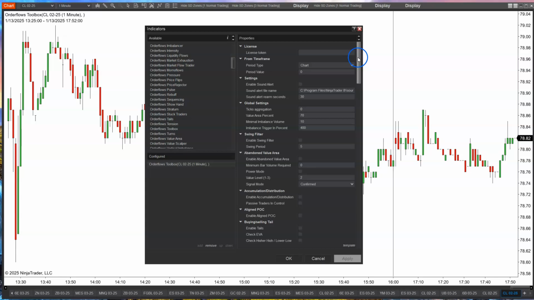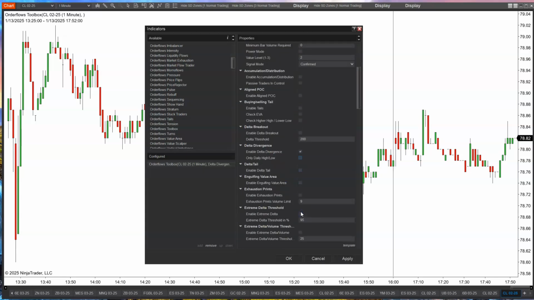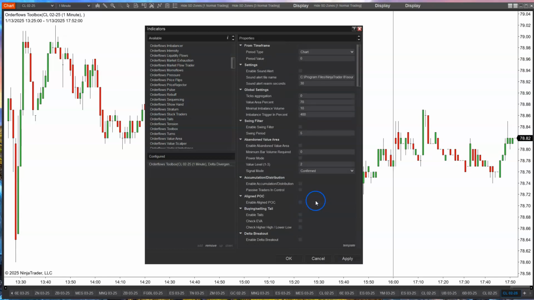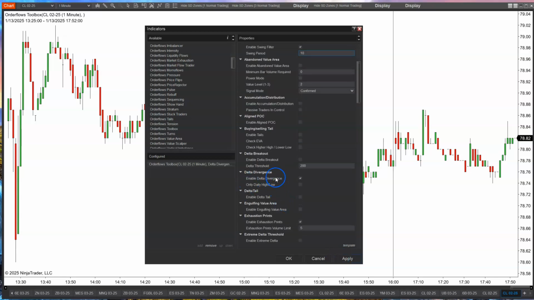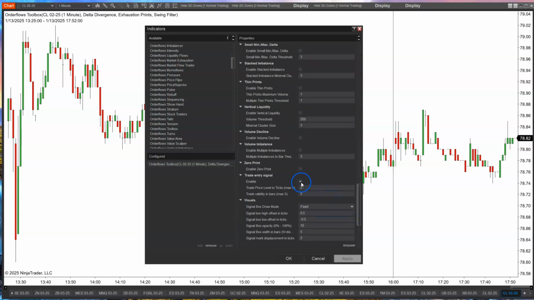So toolbox is loaded. What I'm going to do is add the same things here. Delta divergence. I'm going to take off the daily high and daily low. And I'm going to add the exhaustion prints. I was using 5. Okay, I'm going to make the swing filter 10, because that was my swing filter. So 10. Delta divergence and exhaustion prints. Okay, one other little thing. I'll just turn off this trade entry signal real quick here.